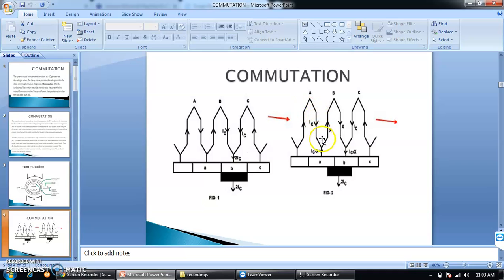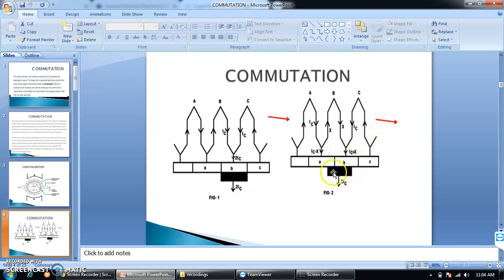So, come to this diagram 2. Now here the brush is changing the position. Previously it was covering the total B segment. Now it is covering 70% of B segment and 30% of A segment. That means it is moving towards this direction. In this condition also, within this commutation period, the collected current through the brushes should be fixed, 2 IC or 40 ampere. Let us see how.